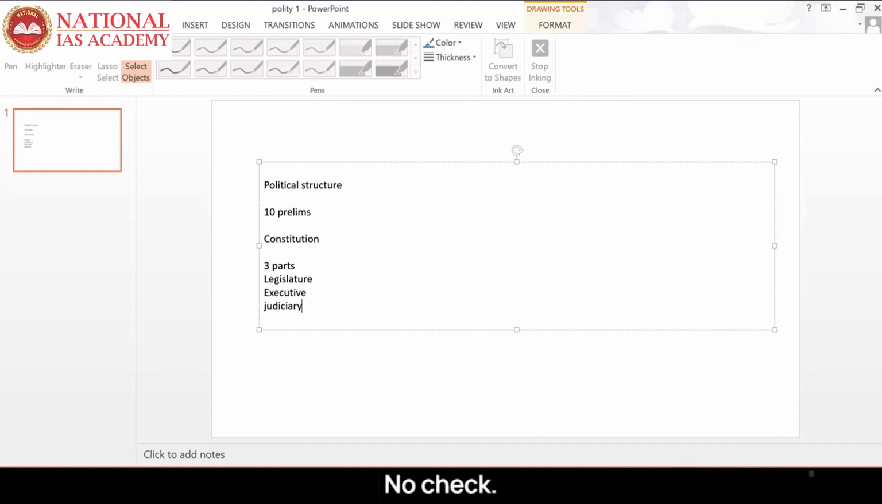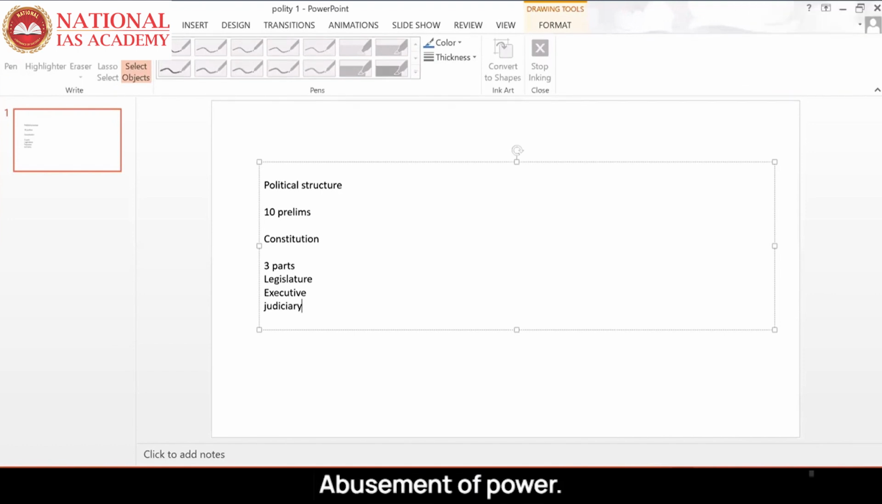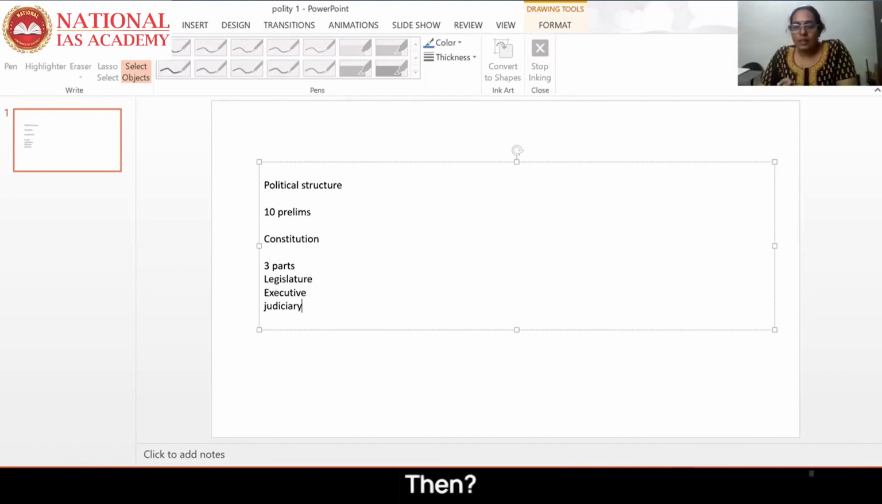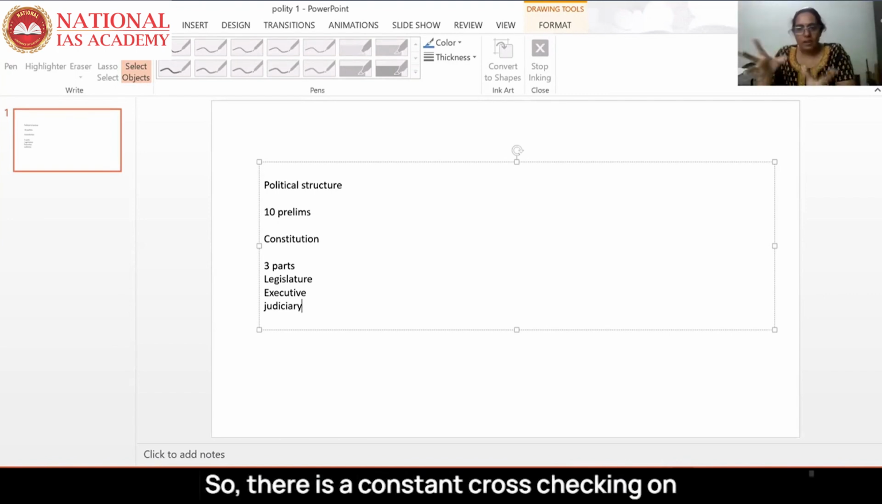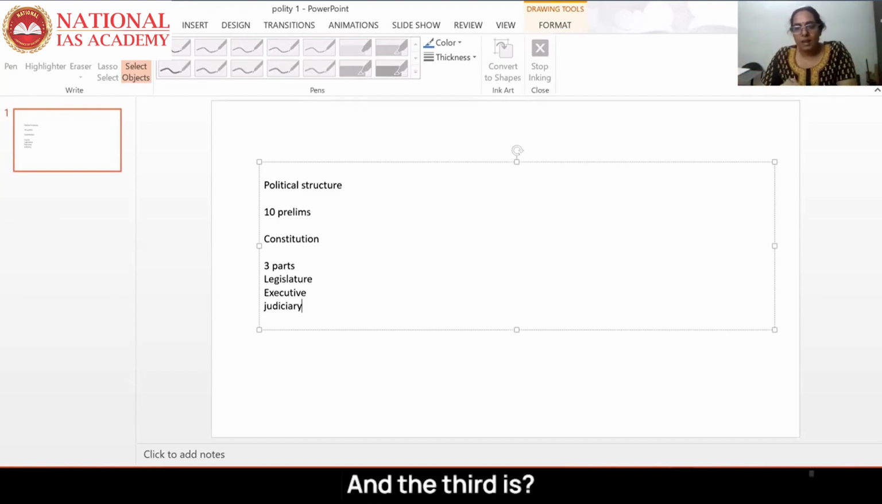No check. No check. Very good. Then abuse of power. Good. Then there are only three points. You've got two already. So there is a constant cross-checking on each other, and then to avoid abuse of power. And the third is a feedback mechanism.